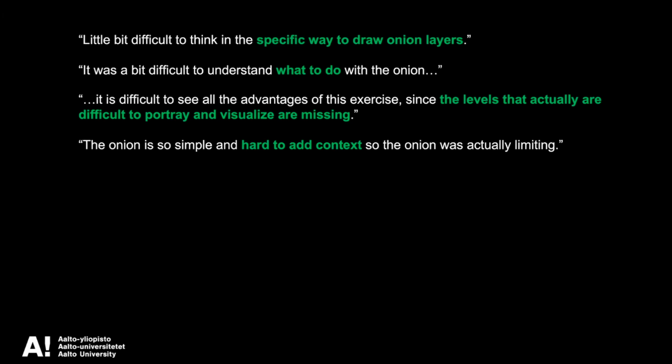It doesn't have all the complexities, and maybe it should be a 3-dimensional, 4-dimensional onion. Maybe it should not be an onion at all. Maybe it should be another vegetable. Fourth comment: the onion is so simple, it's hard to add context. So the onion was actually limiting. Good, because truth to be told, this was kind of the point we were looking for.